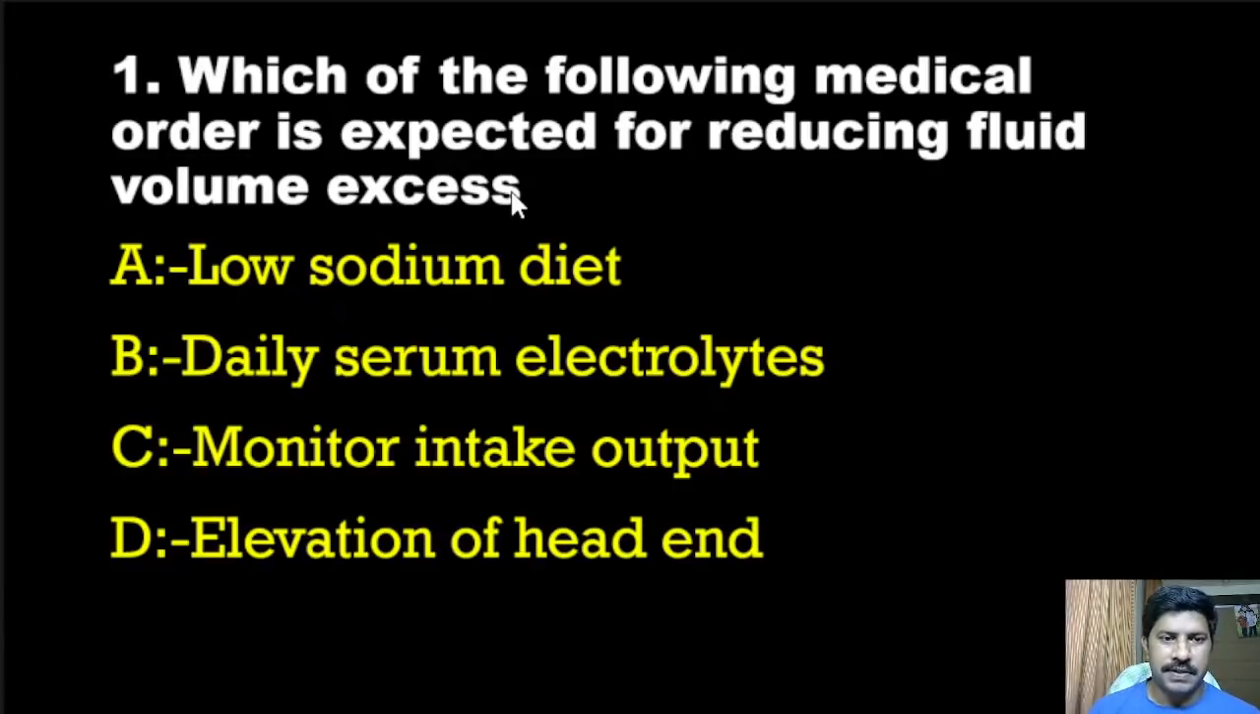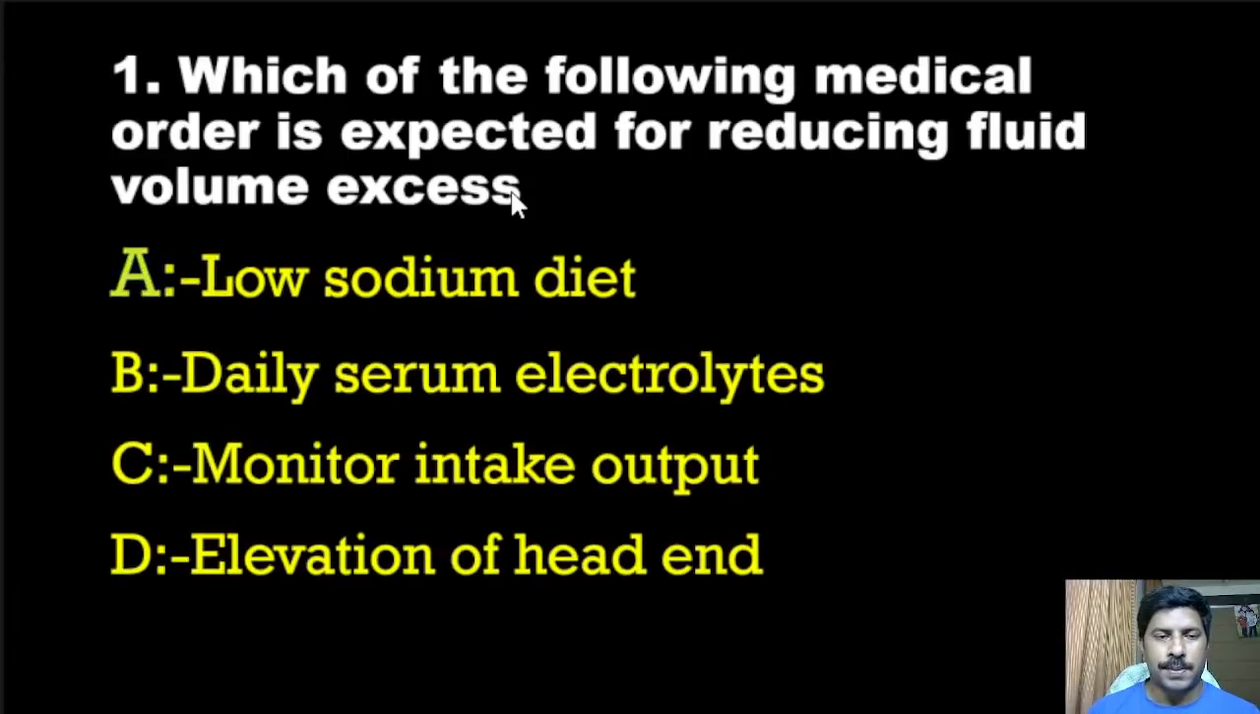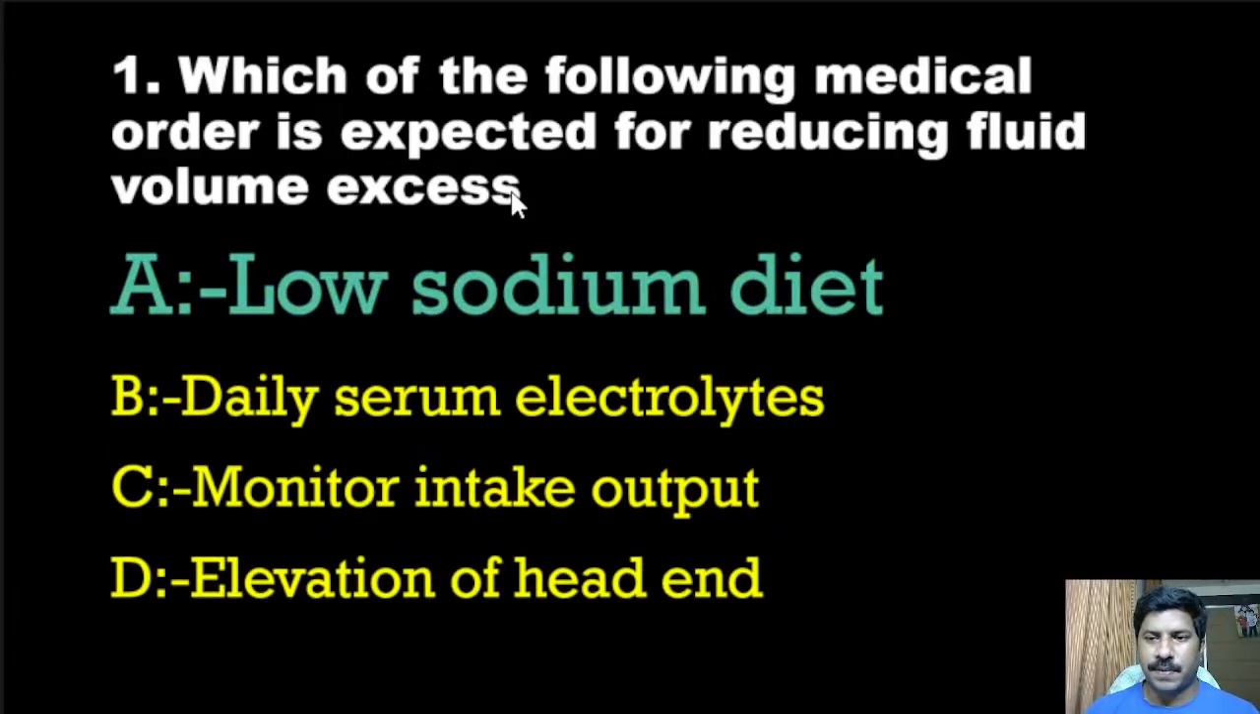It is an easy question. The correct answer is option A, low sodium diet. Why a low sodium diet for reducing fluid volume excess? Because sodium controls fluid balance in our body and maintains blood volume. It also helps to maintain blood pressure. So eating too much sodium may raise blood pressure and cause fluid retention.